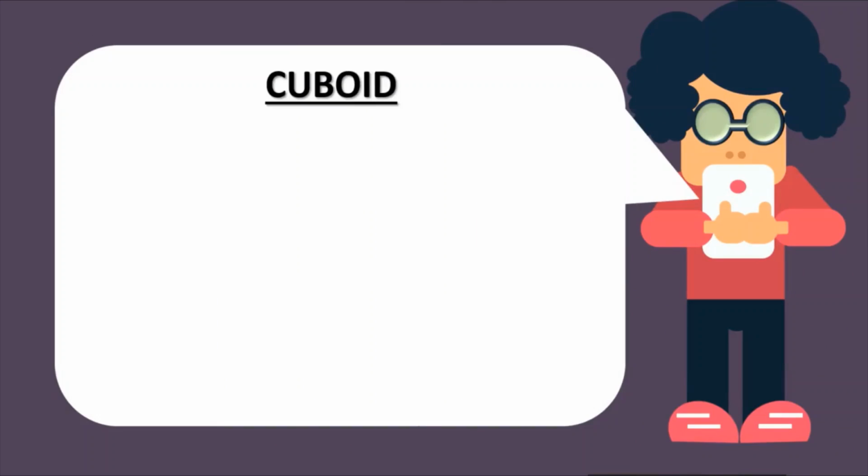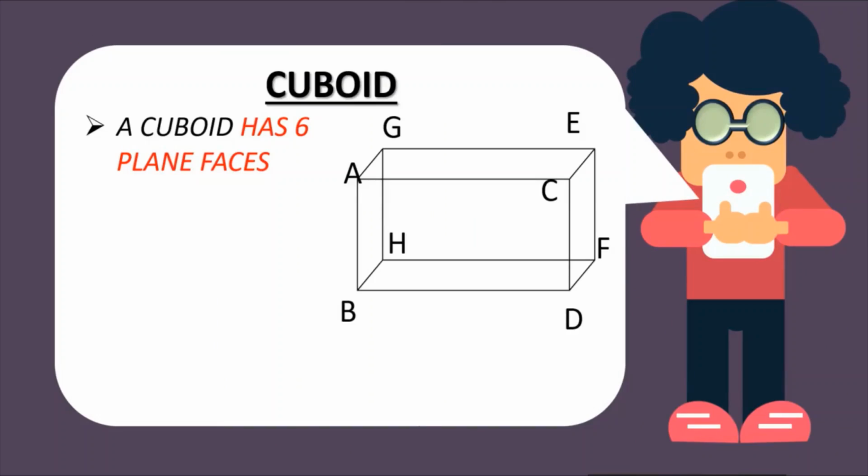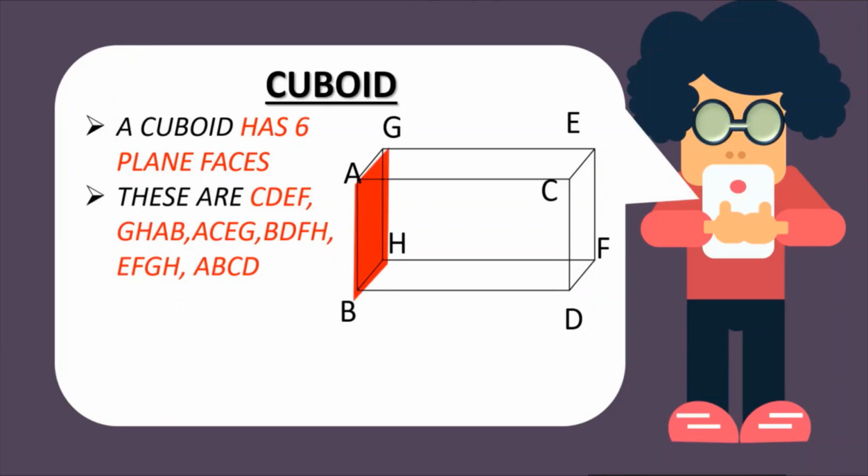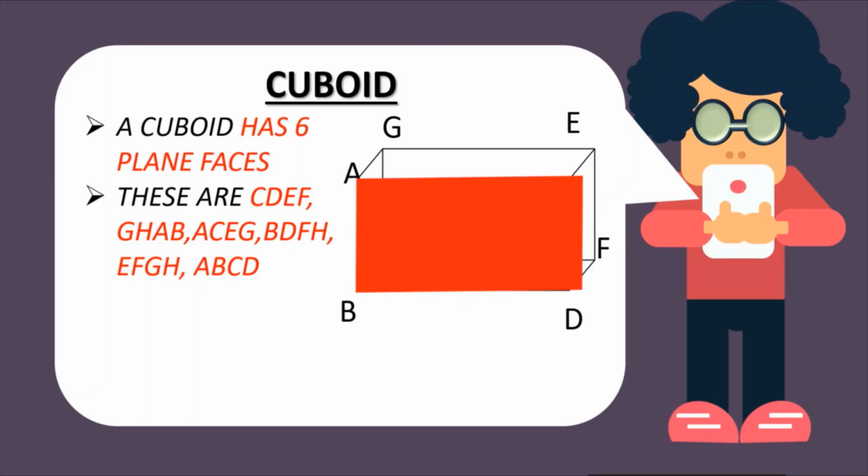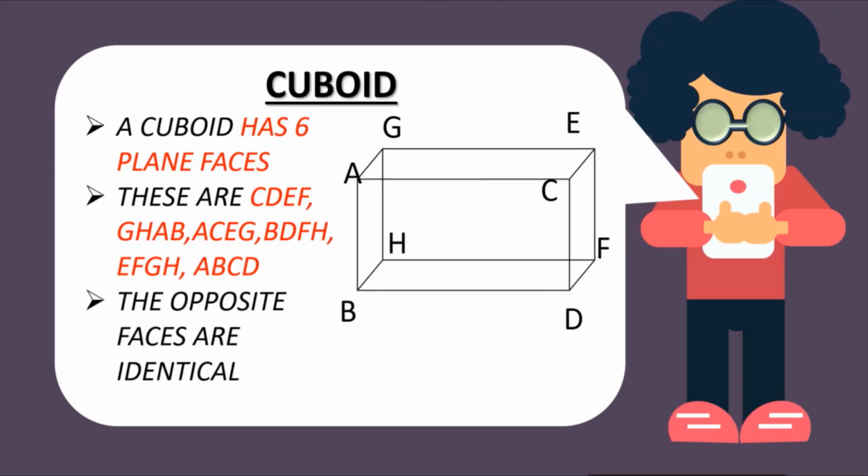Now we come to see how many plane faces it has. So it also has 6 plane faces. Now what are they? CDEF, GHAB, ACEG, BDFH, EFGH, ABCD. Okay? Now here we need to notice that the opposite faces are identical because in a cuboid, each face resembles a rectangle. Whereas in a cube, each face resembles a square.